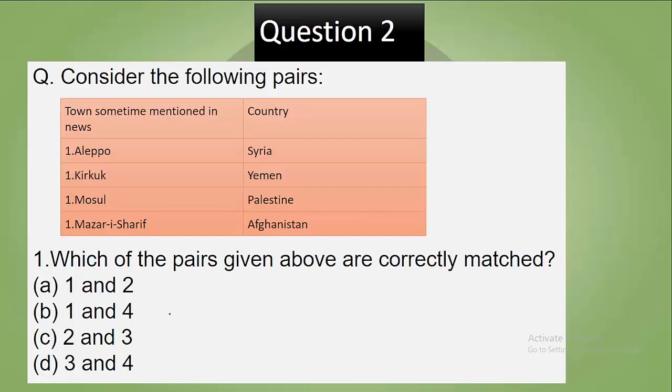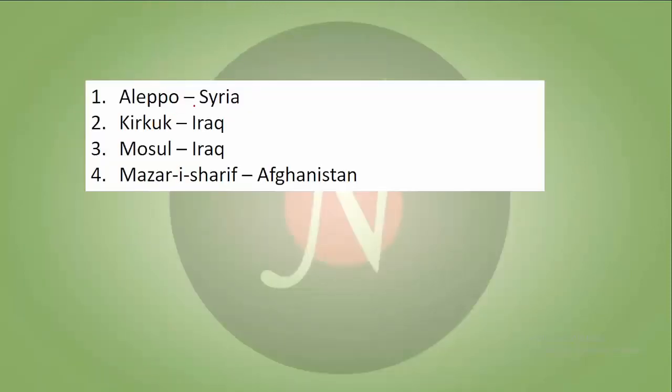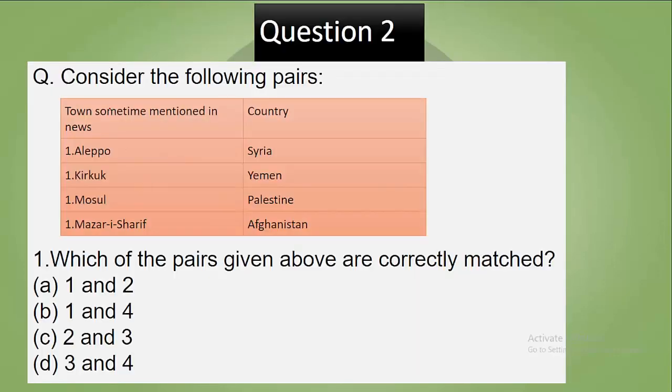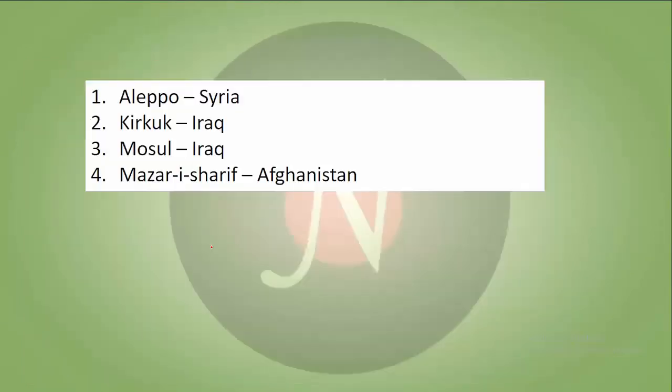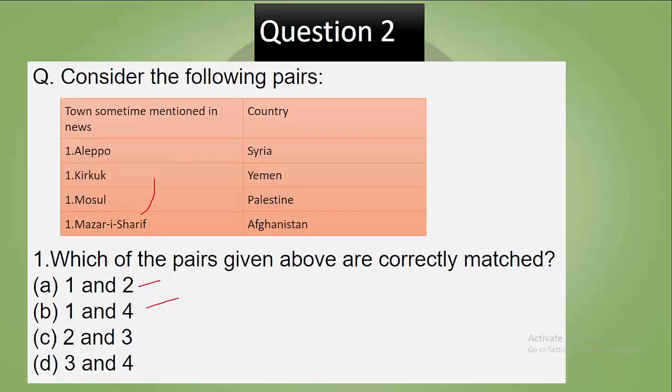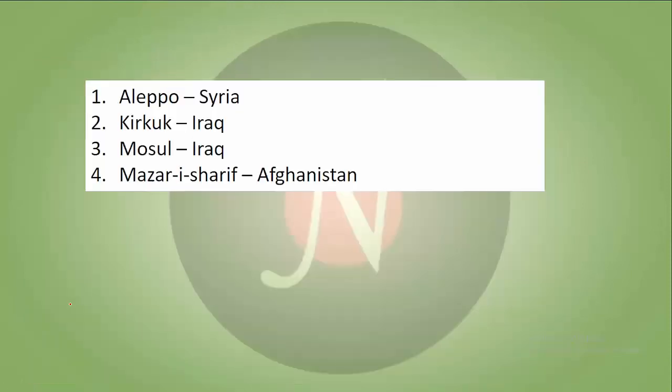So basically the answer to this is, Aleppo is of Syria. So your first option was correct. By this you can eliminate C and D. So you have just A and B. Now Mazar-e-Sharif is in Afghanistan, but Kirkuk is in Iraq and Mosul is also in Iraq. So therefore you can eliminate these two options. Therefore your answer is 1 and 4. B is your correct answer.